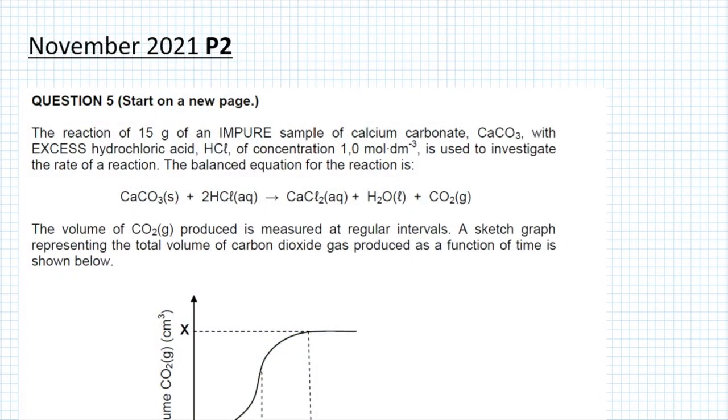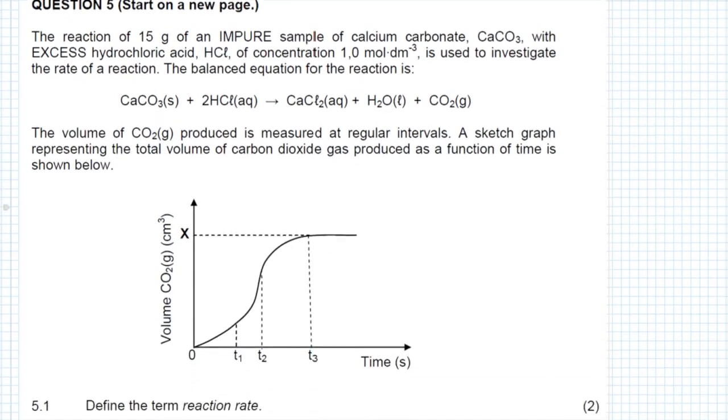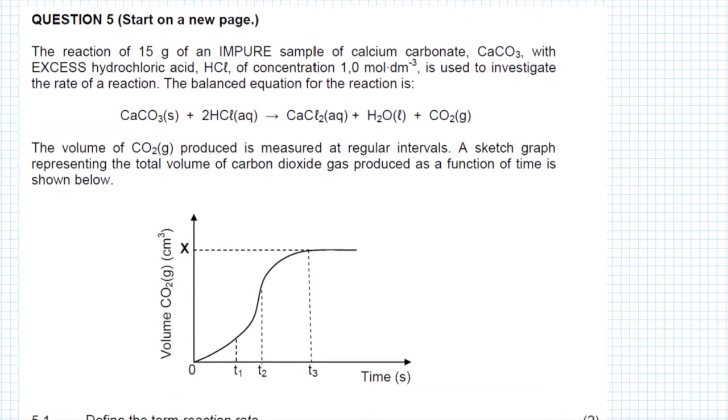In this video we will be looking at question number 5 of the November 2021 Physical Science Paper 2 exam. This question deals with rate and extent of reaction. The question says the reaction of 15 grams of an impure sample of calcium carbonate, CaCO3, with excess hydrochloric acid, HCl, of concentration 1,0 mole per decimeter cubed is used to investigate the rate of a reaction.